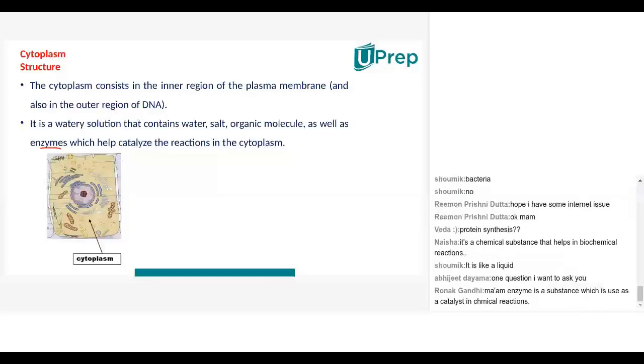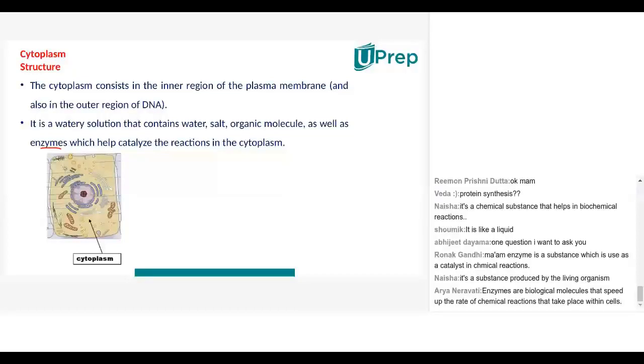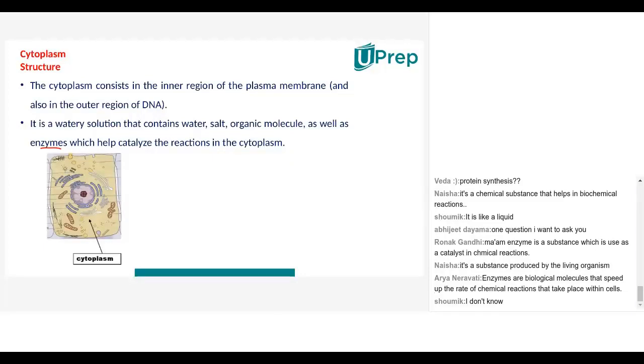Abhijit, you want to ask question. Shamik, it is a liquid. No, it's not a solid, liquid or gas. Naisha, substance produced by living organism. Yes, of course. Enzymes are biological molecules that speed up the rate of chemical reactions. Arya, yeah, that's also a functional aspect. Good to know that you students have much knowledge about enzyme and catalyst.